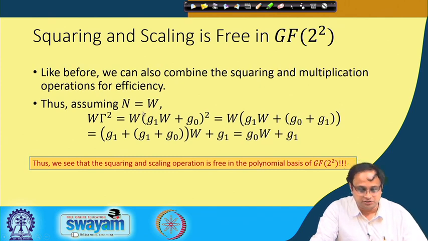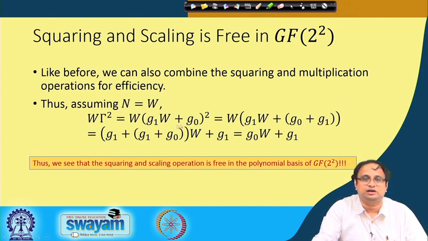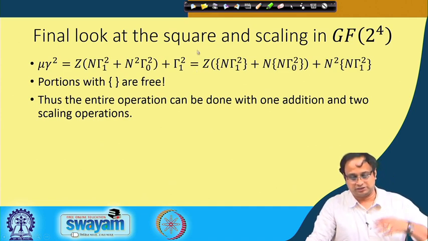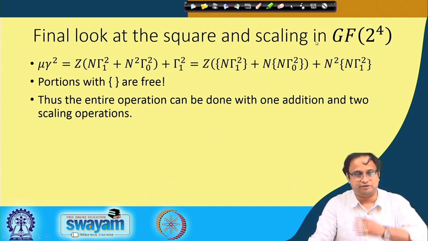This result is a 2-bit value, because G1 is from GF2 and G0 is also from GF2, and the result of squaring and scaling is nothing but a swap of these bits. It is important to note that squaring and scaling operation is free in the polynomial basis of GF2 power of 2. Therefore, this also has an effect on the bigger squaring and scaling in GF2 power of 4.